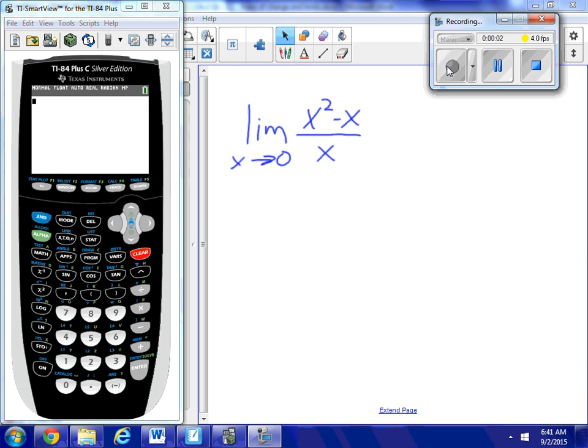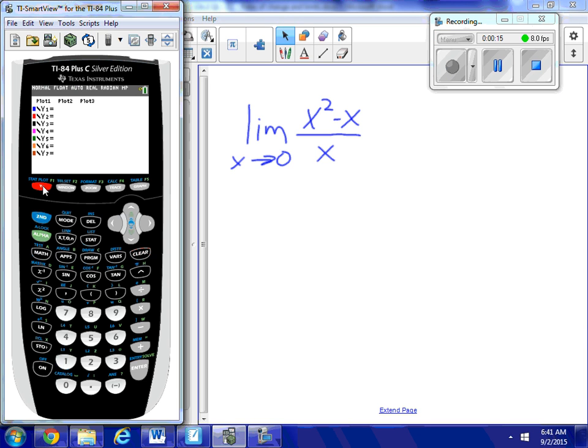So let's use our calculator to figure out how to find the limit of (x squared minus x) divided by x. So I'm going over here to my calculator, and I'm going to enter the expression into my y equals. When you're working with a rational function, that is a fraction, a polynomial divided by a polynomial, be really careful and use your parentheses.